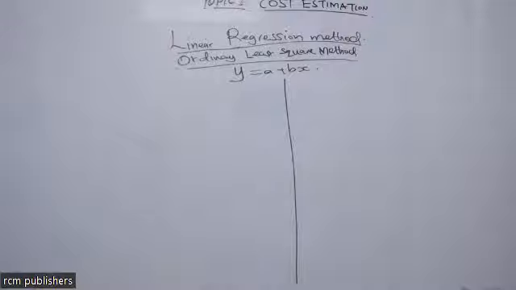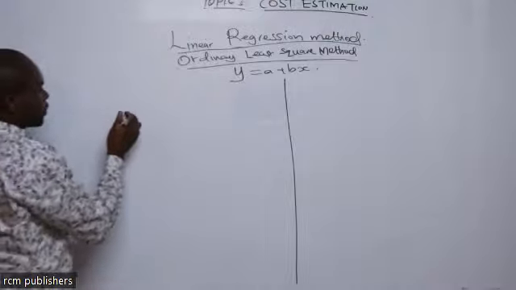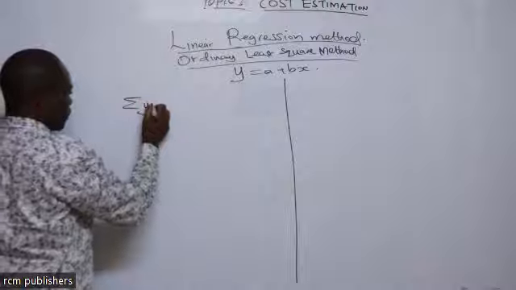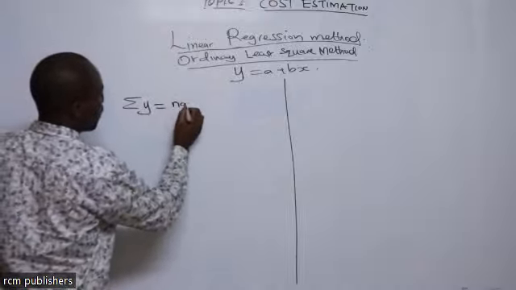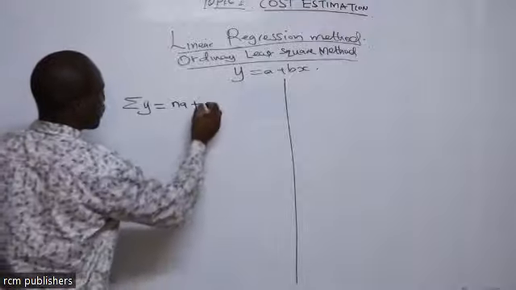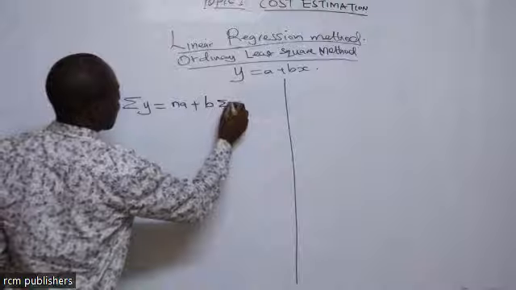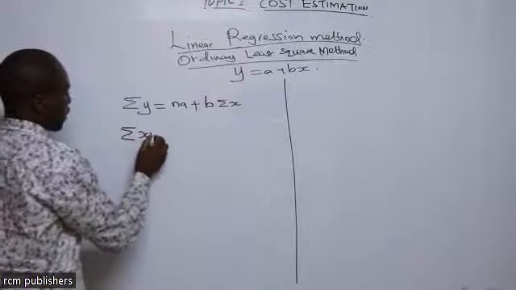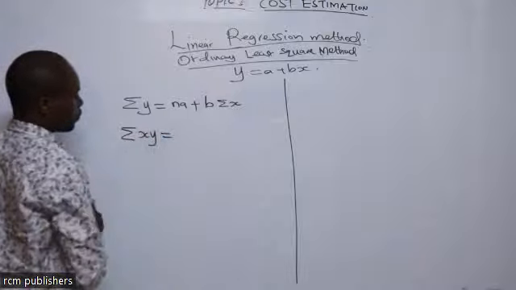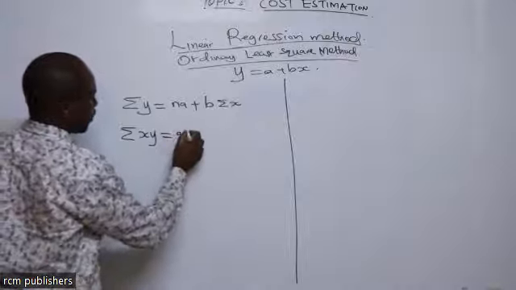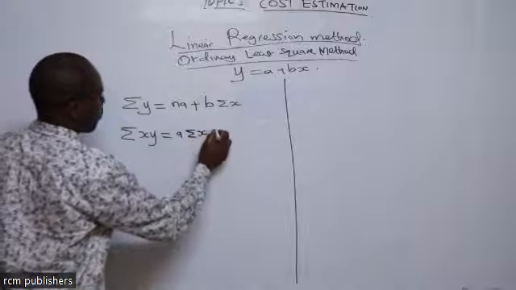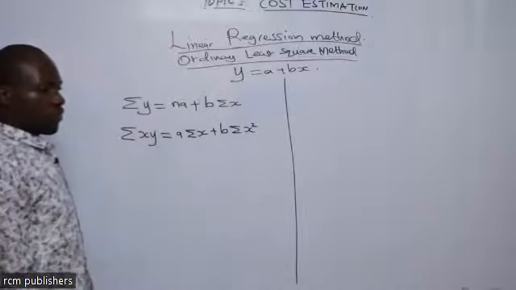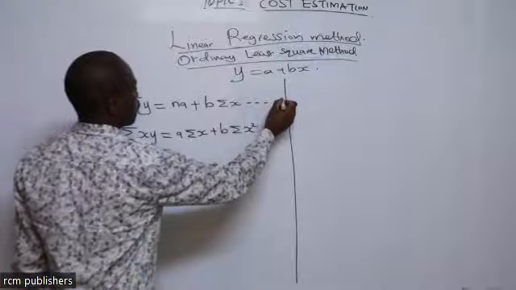is the first function here: summation of Y is equal to NA plus B summation of X. Then summation of XY is equal to A summation of X plus B summation of X squared. We only need to know these two.